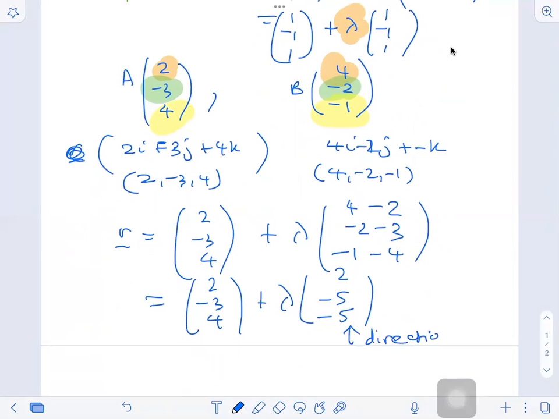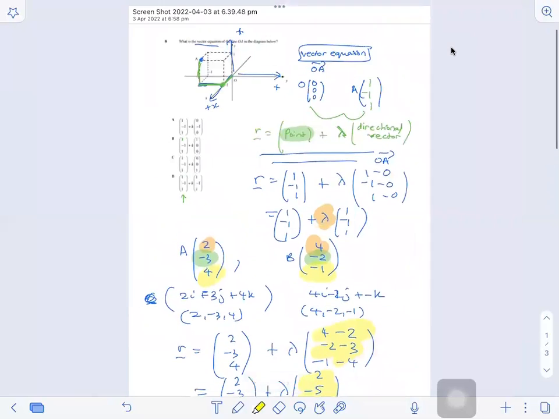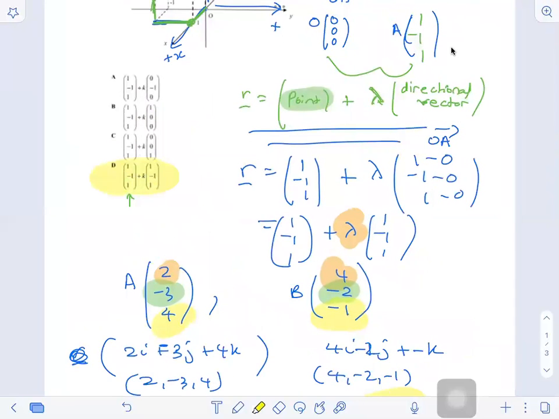Your directional vector is what you use to see whether it's parallel or perpendicular, by looking at the dot product. That's like looking at your gradient. Okay, so back to this, the answer to that question would have been D.